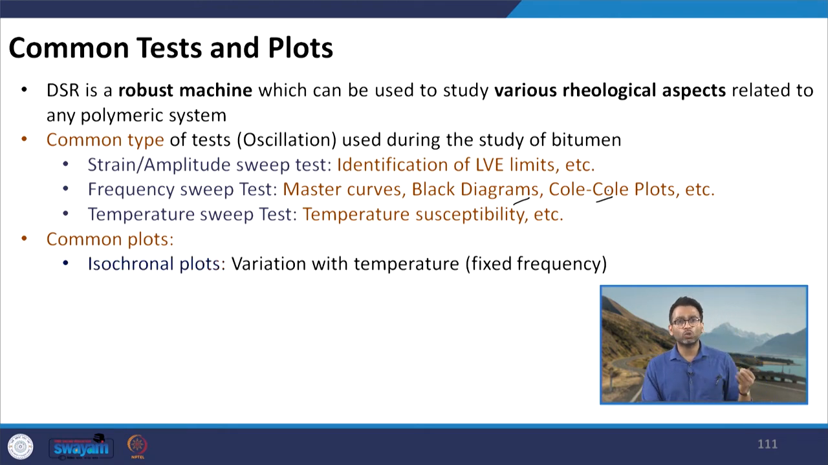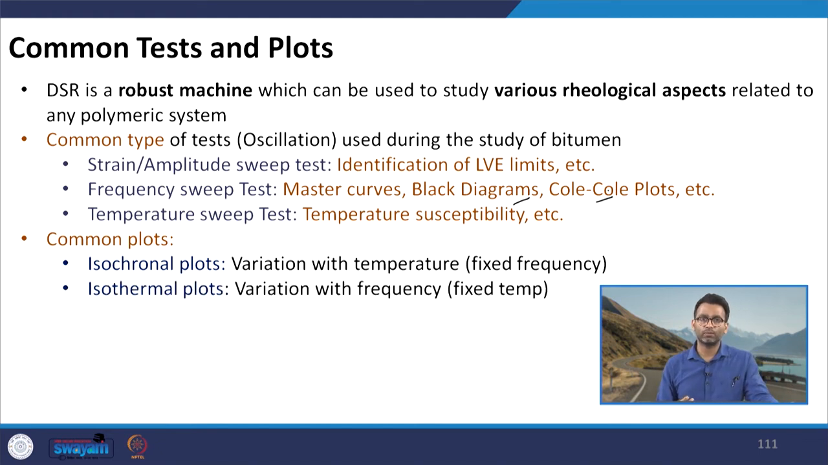We can make isochronal plots. What are isochronal plots? These are plots where we see the variation of the viscoelastic parameter with change in temperature, but at a fixed frequency. We have to remember that if you are comparing two or three binders using isochronal plots, the plots of all the binders should be at a fixed frequency. Why? Because bitumen, being viscoelastic in nature, changes its response with change in frequency. So, we cannot compare isochronal plots for different binders which are made through experiments at different frequency levels.